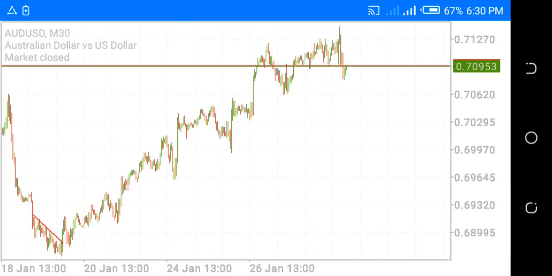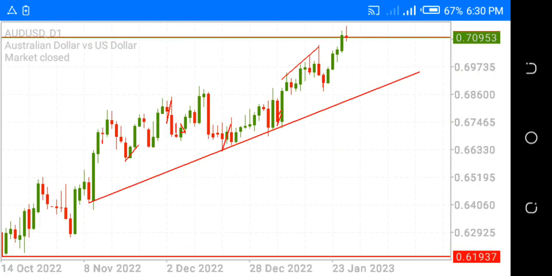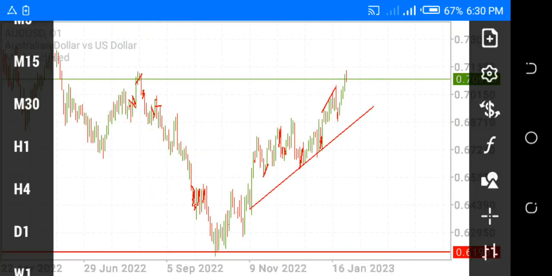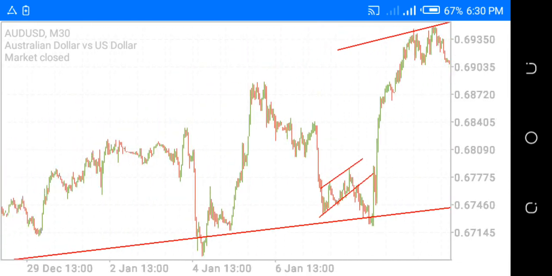So you just do analysis from the higher time frame. It makes you be on a safer point. Going down to the lower time frame to do analysis is going to be giving you a lot of losses most of the time.